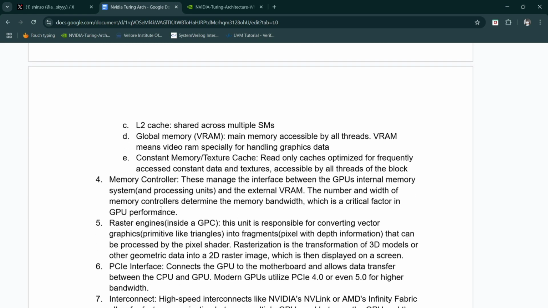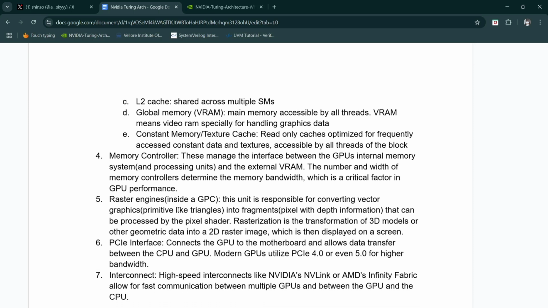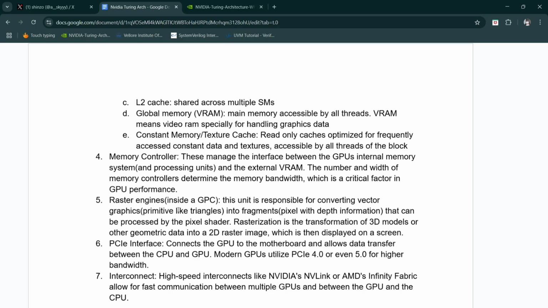So since there is a memory hierarchy, you need a memory controller. This will act as an interface between the internal memory of the GPU, that is where the processing units are and where the calculation happens, and the external VRAM, which is global memory. Raster engines, I told you, are used to perform rasterization, and rasterization is basically the transformation of 3D models into 2D raster images.